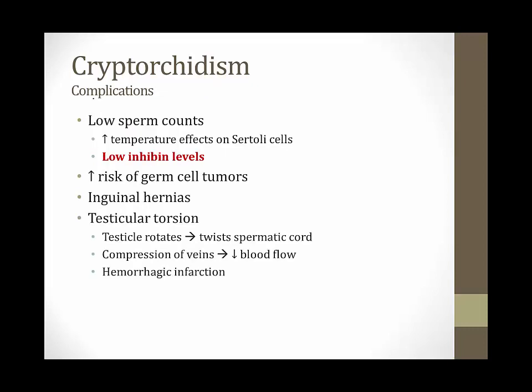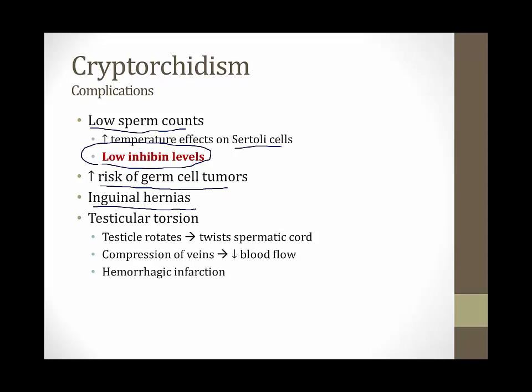Now that you understand that, you can understand some of the complications of cryptorchidism. Undescended testes lead to low sperm counts. That's because of the effect of higher temperature on the Sertoli cells. In addition, there will be low inhibin levels, and I've bolded this because this is the type of thing they like to ask you on step 1. Undescended testes carry an increased risk of development into germ cell tumors, and for this reason they need to be corrected or removed. In addition, children with cryptorchidism often have inguinal hernias. That's because the testes do not descend normally through the inguinal canal.